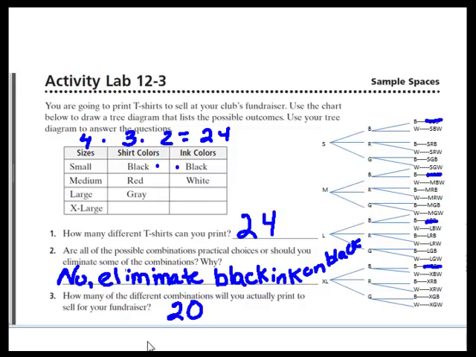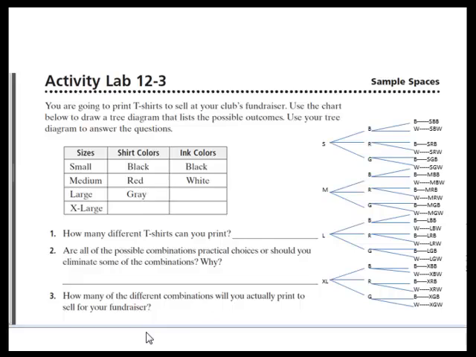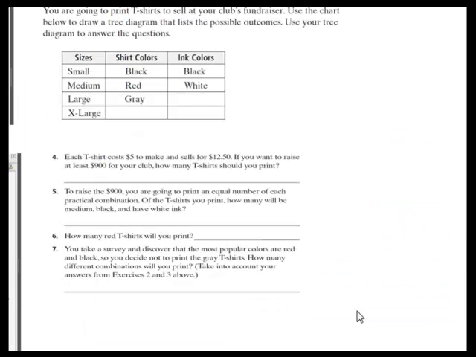You can pause the video at this point to make sure that you have all of these answers recorded correctly. Now we're going to use the same set of information to answer questions 4, 5, 6, and 7. Again, pause your video to answer these questions at this time.